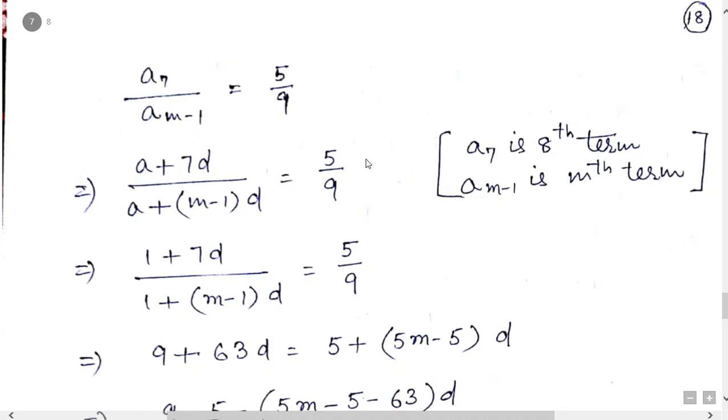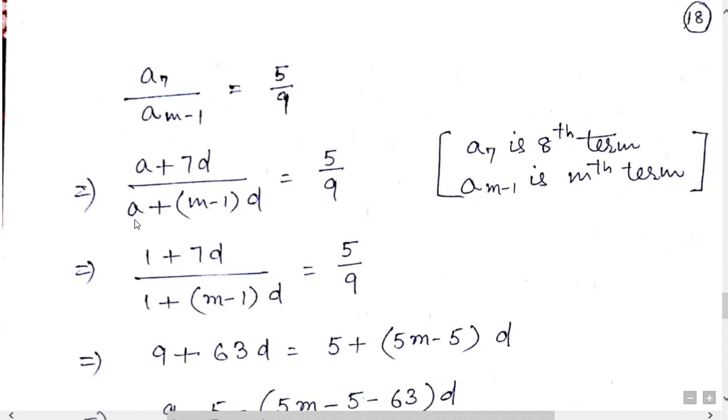Now, look at this value. It's a7 divided by a(m minus 1). Now, it's not basically the term of the AP. Basically, these are the numbers which are to be inserted. That's why a plus 7d is there. If it is the term of the AP, basically a7 would be the 8th term and a(m minus 1) would be the mth term. You have to remember this.